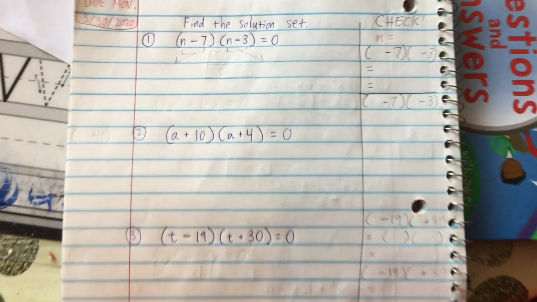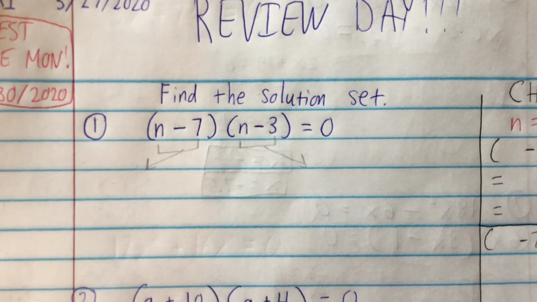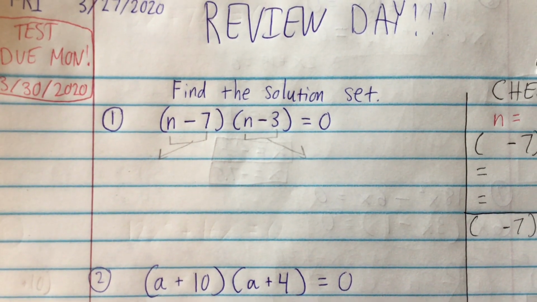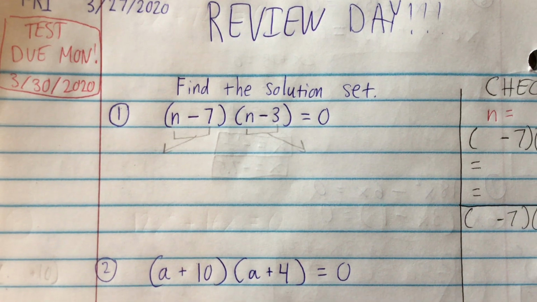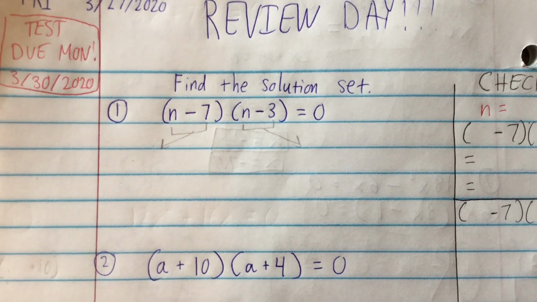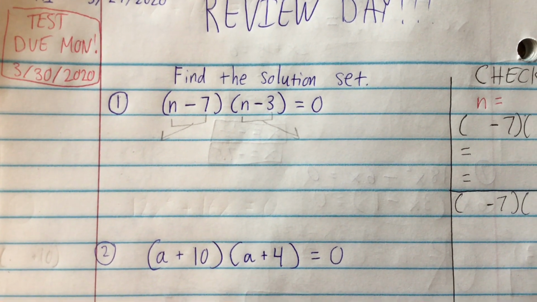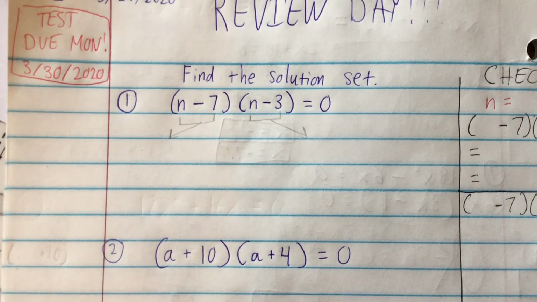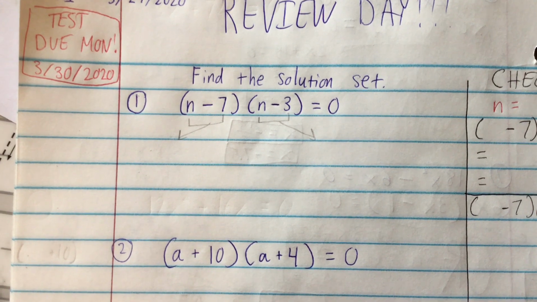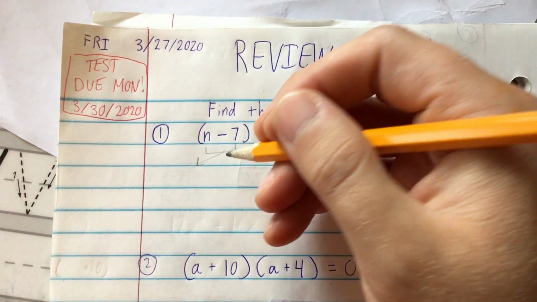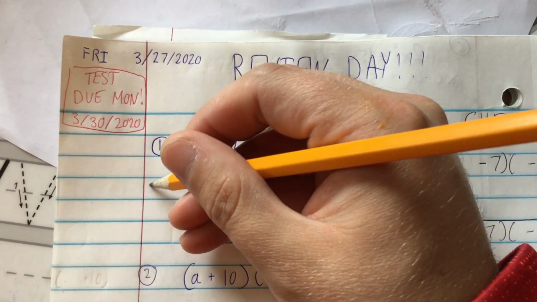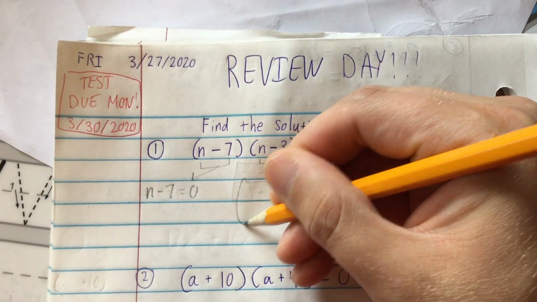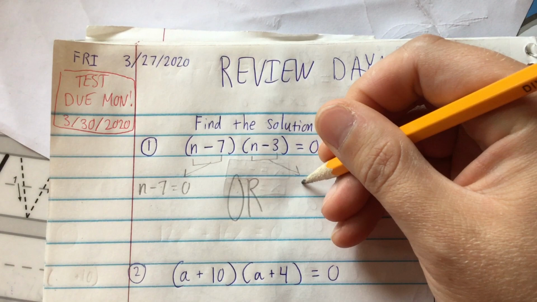Okay, so let's start with problem number 1. n minus 7 times n minus 3 equals 0. Once again, the main idea is the zero product principle. The zero product principle states if I have a multiplication problem where the answer is 0, then we must account for both factors that make the product 0. So let's start with the left factor. Well, n minus 7 can be 0, or n minus 3 can be 0.